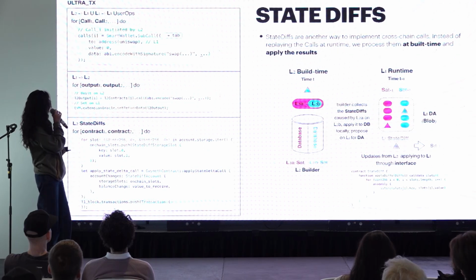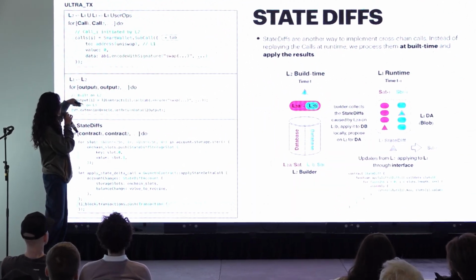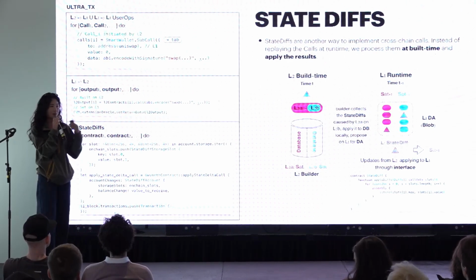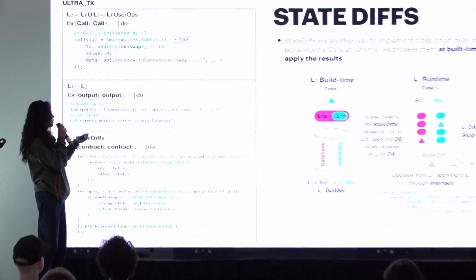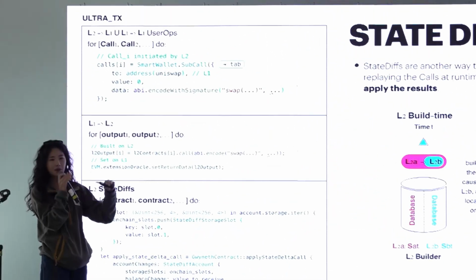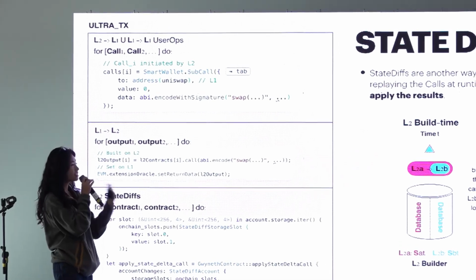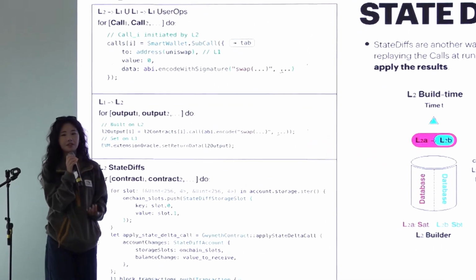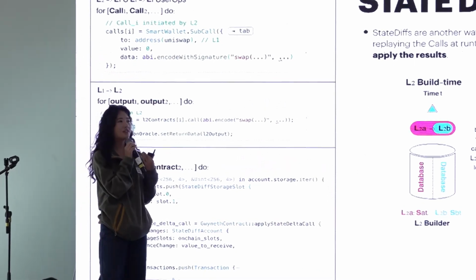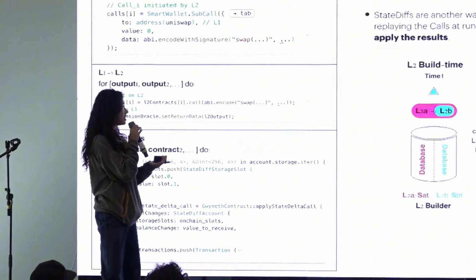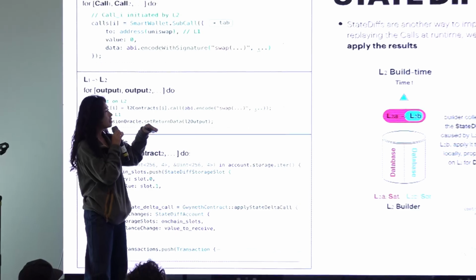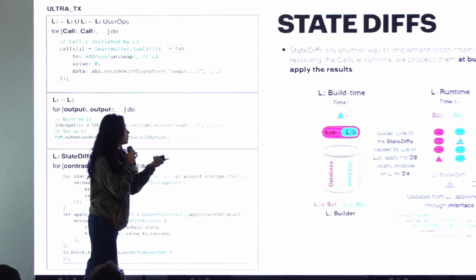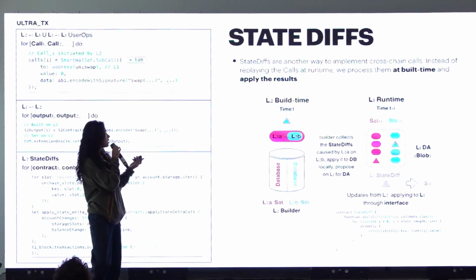Yeah. So for different calls, we record the input that we emulate on the L1 runtime, and we also record the output and put it in an extension oracle. And we also have another path to implement synchronous composability, that is state diff, right? So instead of relaying the entire call, we just directly build everything at build time and update the results.